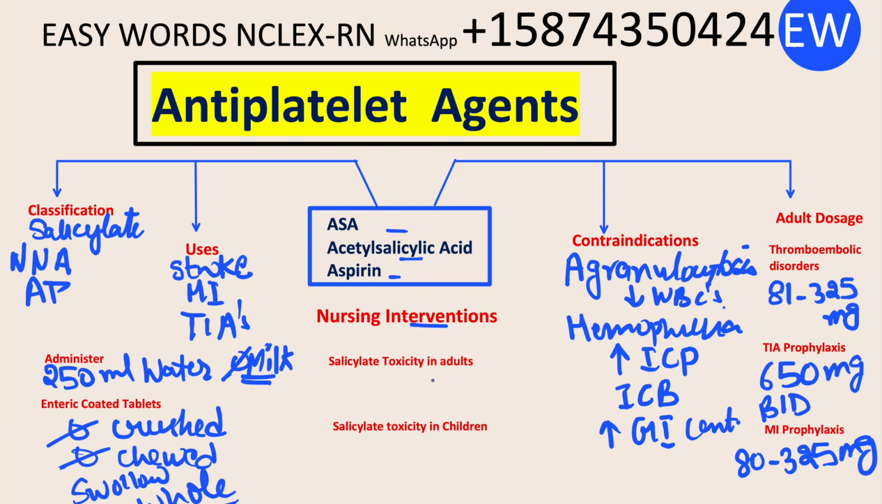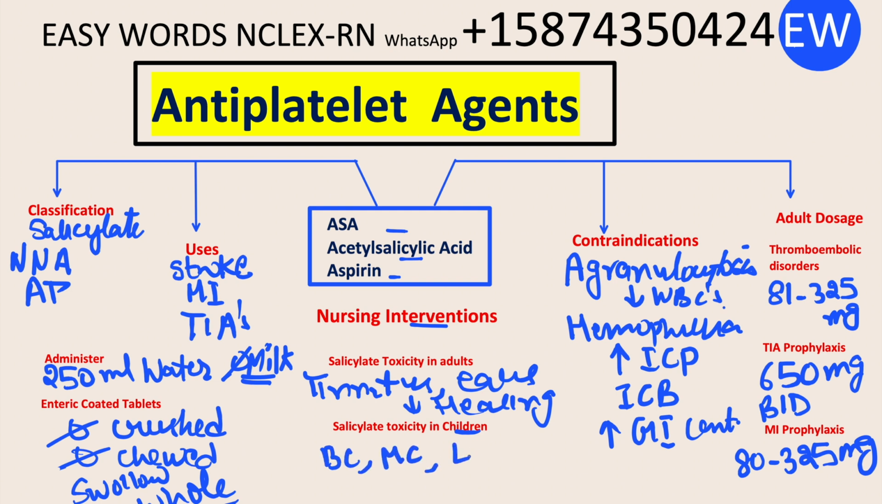ASA may cause toxicity in adults and children. The symptoms of toxicity in adults can be tinnitus, a feeling of fullness in the ears, or decreased hearing, while in children it may cause behavioral changes, mental confusion, lethargy, drowsiness, or hyperventilation. So we need to be careful about all these toxicity symptoms in adults and children when administering ASA.